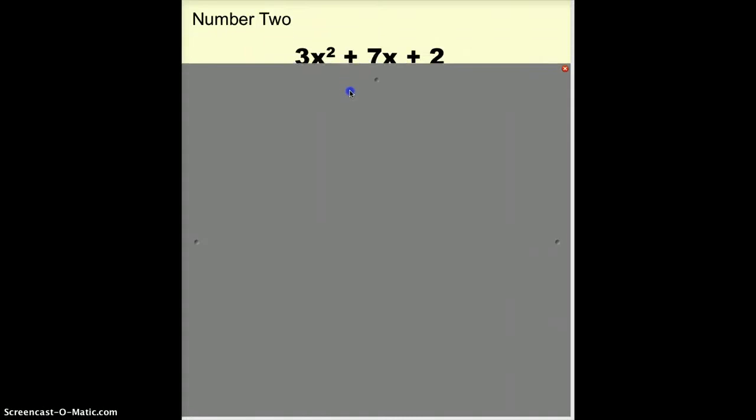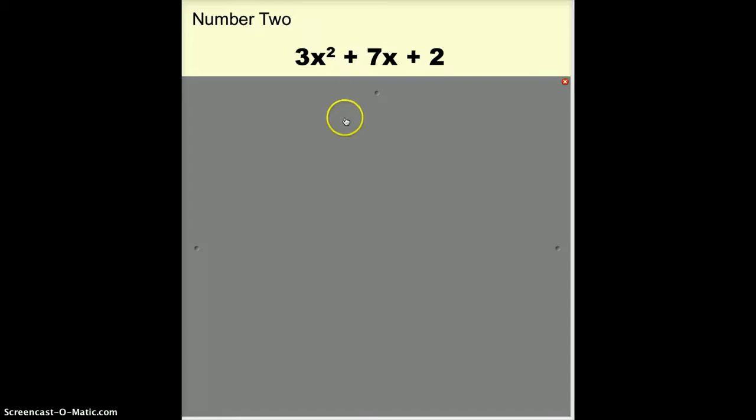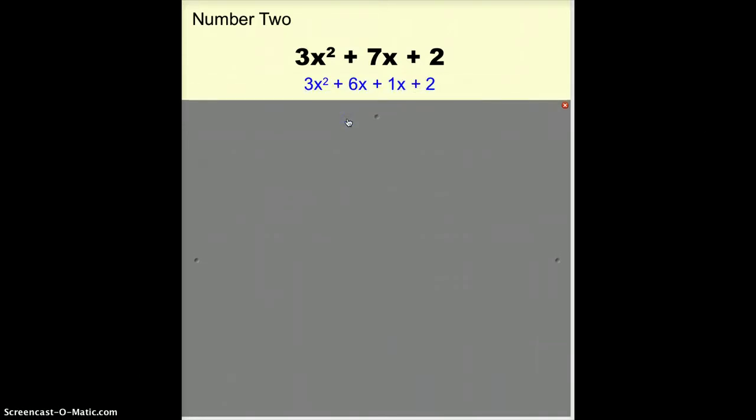Number 2, 3x squared plus 7x plus 2. Again, pause the video here. Three times 2 equals 6, and the factors of 6 that add to 7 are 6 and 1. So I've broken down b into 6x plus 1x.